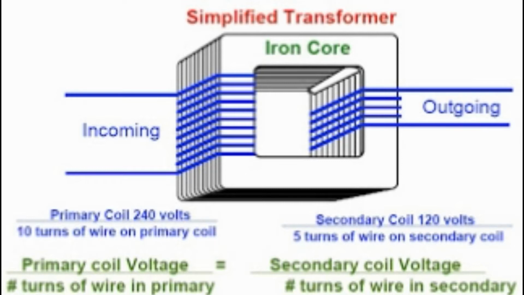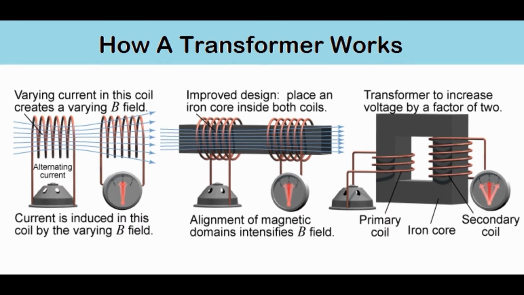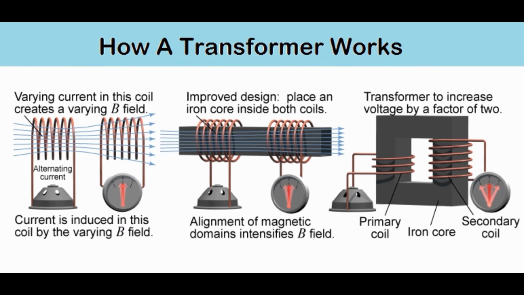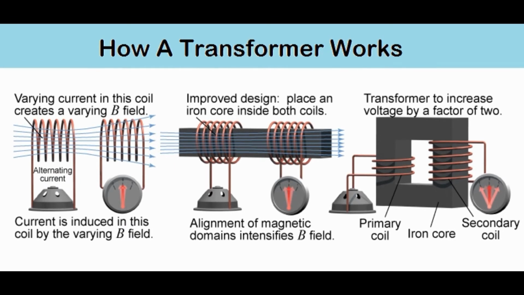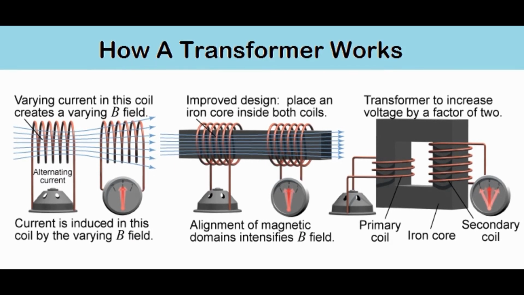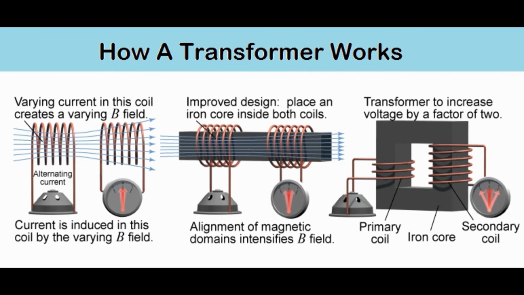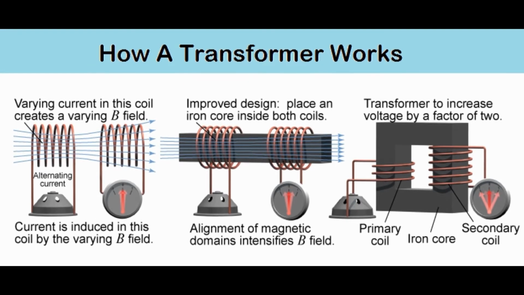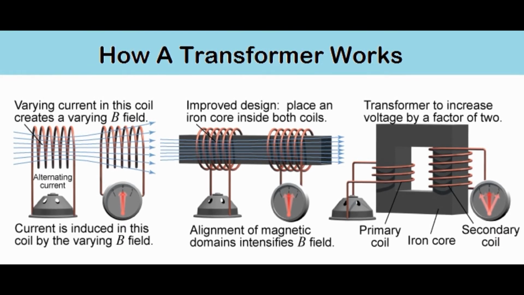The ratio between the number of actual turns of wire in each coil is the key in determining the type of transformer and what the output voltage will be. The ratio between the output voltage and the input voltage is the same as the ratio of the number of turns between the two windings.